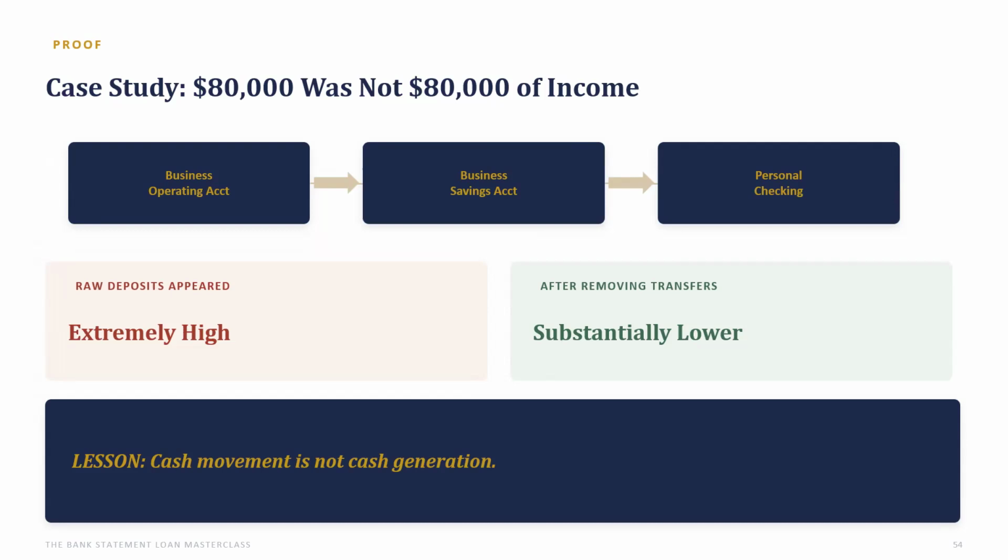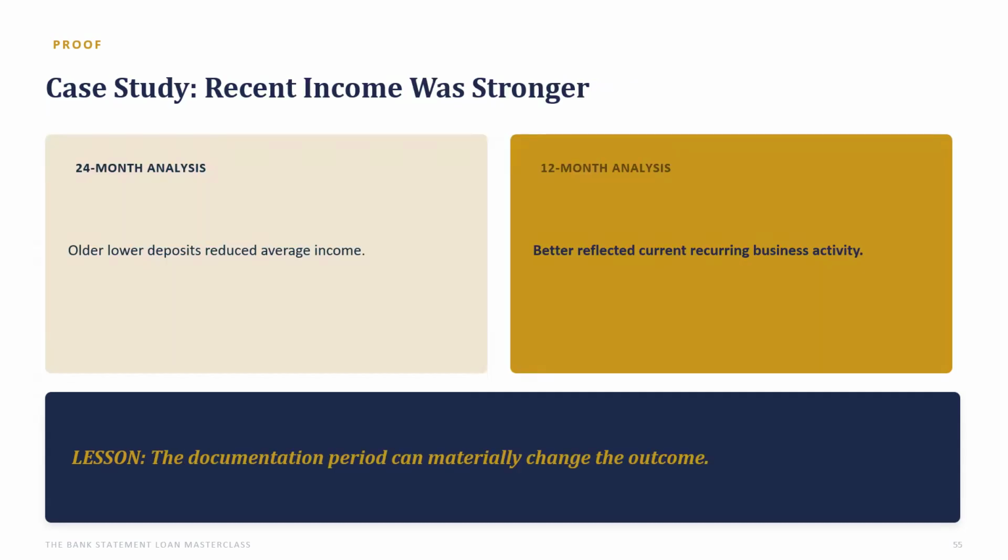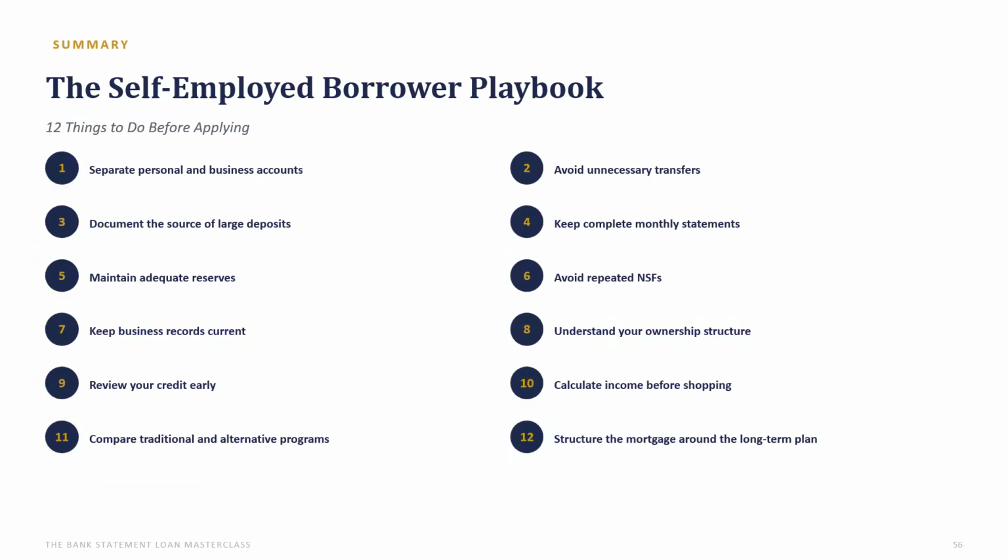So we have the business operating account, savings account, personal checking, right? After removing transfers, it was actually substantially lower. So the lesson is cash movement is not cash generation. Recent income was stronger, so with a 24-month analysis here, older, lower deposits reduced the income average. So we used 12 months. It looked better. Business was growing. The documentation period can materially change the outcome.